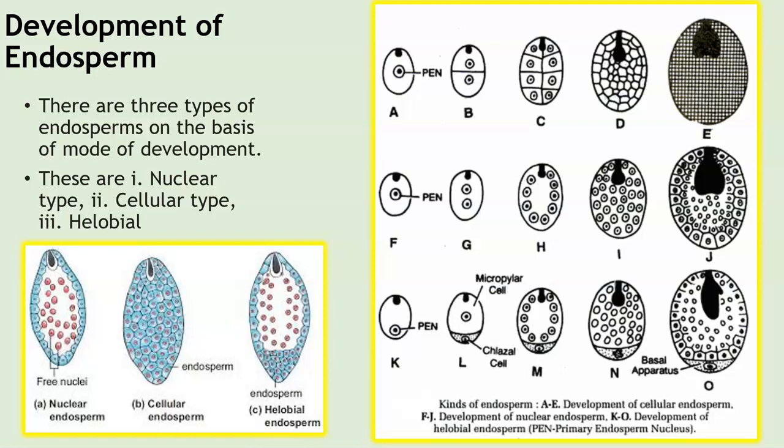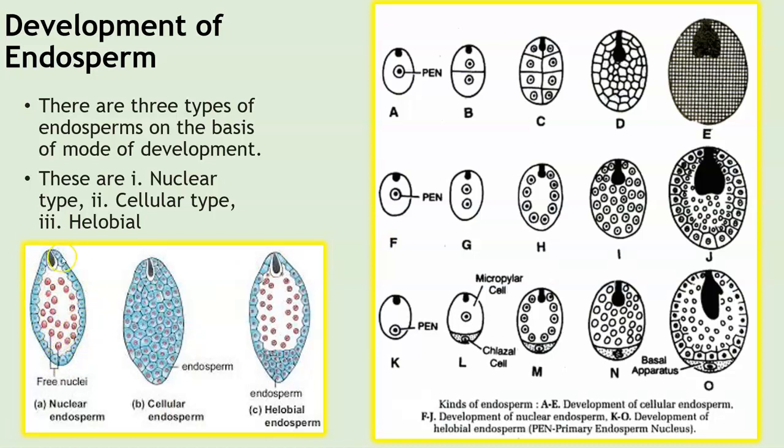But in several cases, cell wall formation remains incomplete. Have a look at this figure here from F to J. You will see first you have the one central primary endosperm nucleus which divides into two. They get arranged and you have free nuclear divisions taking place. After a certain time, the cell wall develops around it. So this type of division is called the nuclear division.